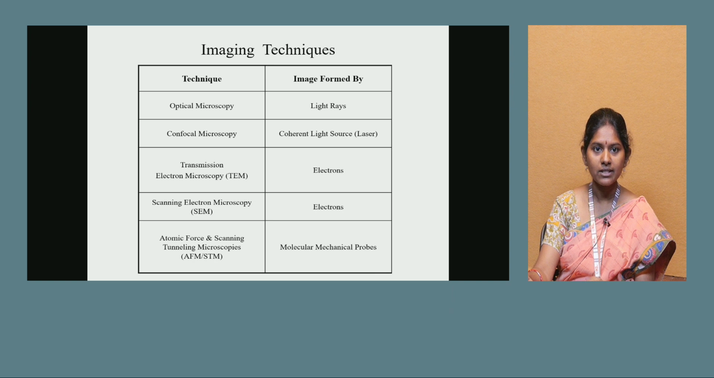These are the various techniques used to form an image using the microscope. The first one is optical microscopy, which uses light rays for the formation of the image, and confocal microscopy uses coherent light sources, that is the laser. The next one is transmission electron microscopy, which uses electrons. Similarly, scanning electron microscopy also uses electrons for the formation of the image. And the last one is atomic force and scanning tunneling microscopies, which use mechanical probes for the formation of the image.